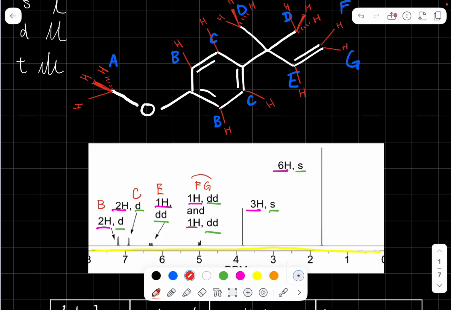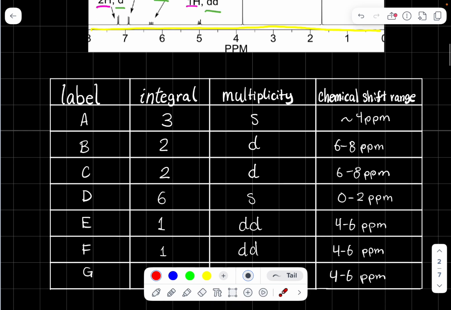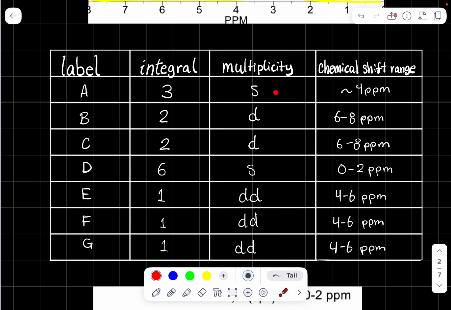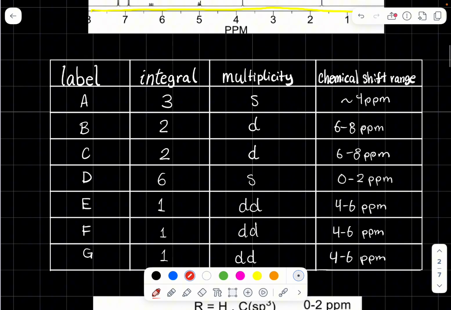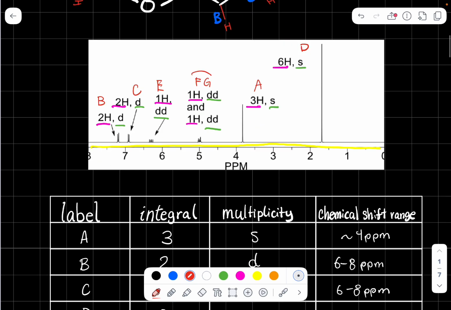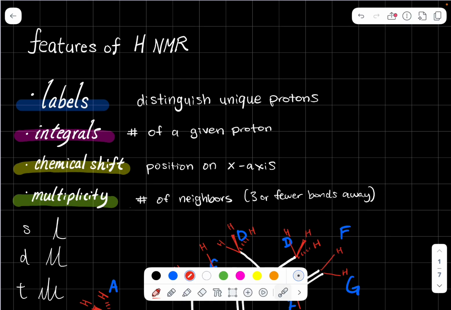Next, we have 3 singlets in the NMR spectrum, and if we look to our table, an integral of 3 with a multiplicity of a singlet must be label A. And finally, we have an integral of 6 with a multiplicity of a singlet, and if we look at the chart, that must be label D. And that's it for proton NMR. Hopefully that felt a little bit less daunting. If there's anything to take away from this, it's these 4 things right here. Remember to look at the labels, the integrals, the chemical shift, and multiplicity when trying to analyze an NMR spectrum.